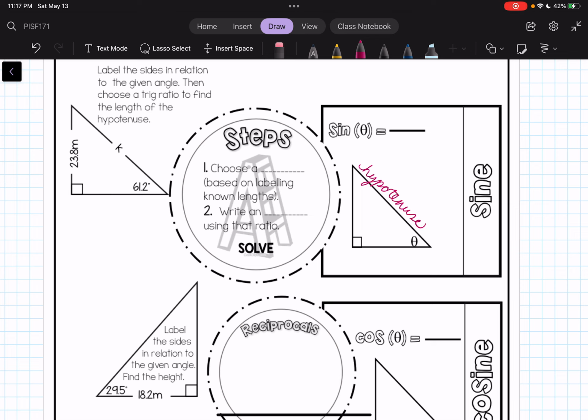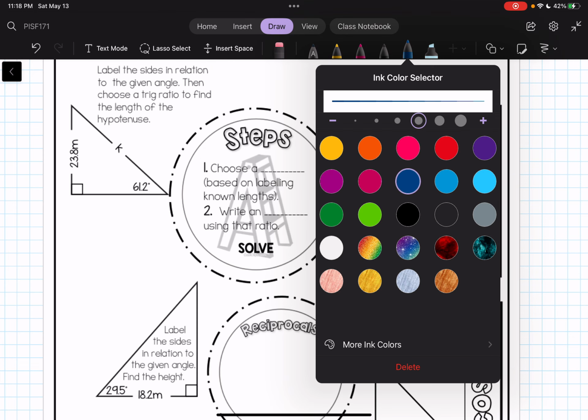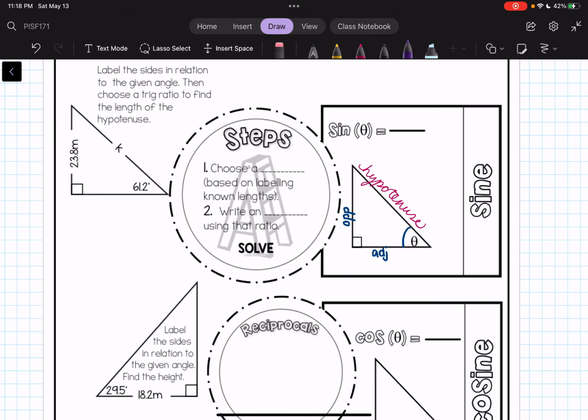And the hypotenuse is always the side opposite the right angle, and that's very important. And then we are going to label the other two sides, or the legs of my triangle, with respect to theta. So this side here is the opposite, and we have the adjacent. And so the rule for sine is sine of theta is opposite over adjacent.